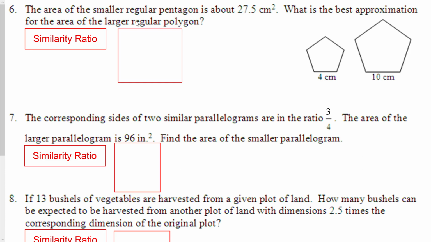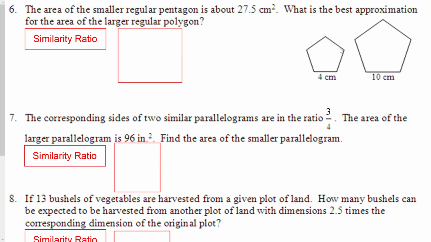So if we are given two similar figures, we might be asked to find missing side lengths, missing perimeters, missing areas, and using the idea that they're similar, we would use proportions in order to answer those questions and find those missing values. So here we've got two regular pentagons. The smaller one has an area of 27.5 square centimeters. Our job is to find the best approximation for the area of the larger regular pentagon.